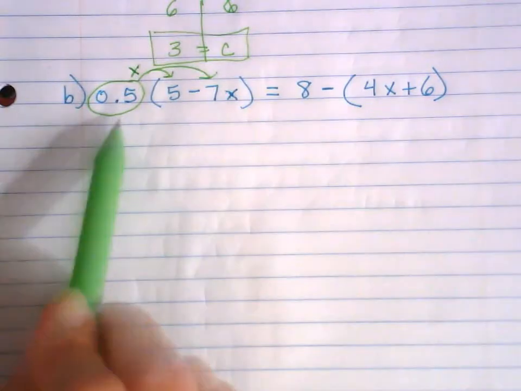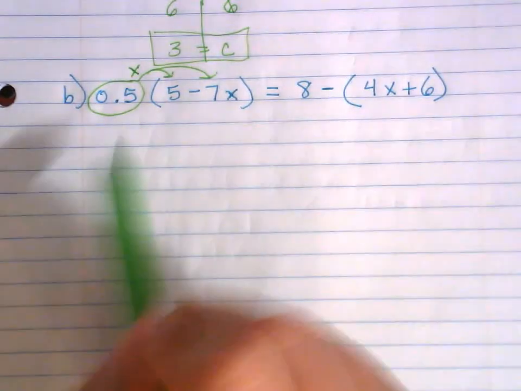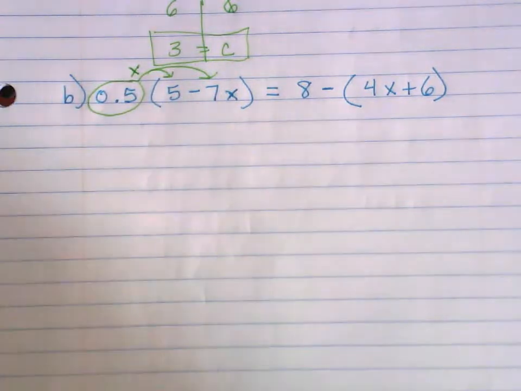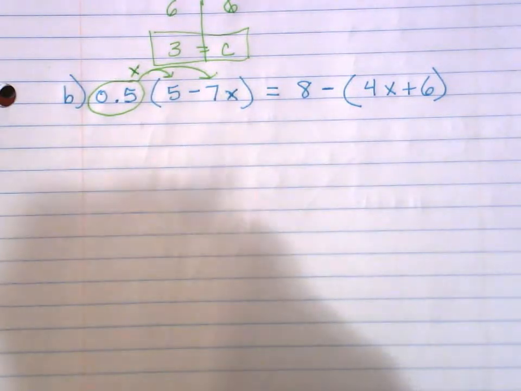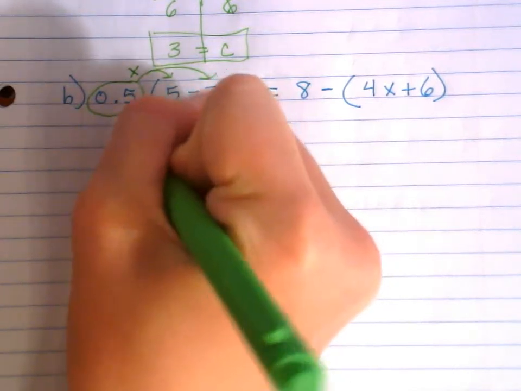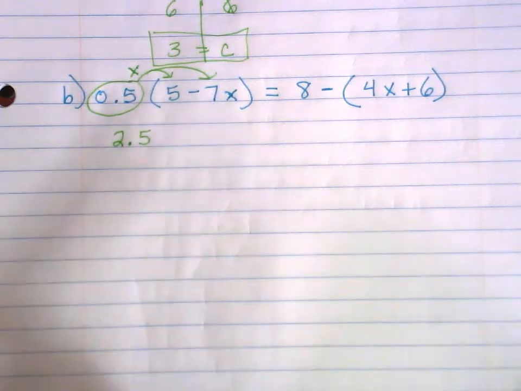And just so you know, 0.5 is the same as 1/2. Okay, because 1 divided by 2 is 0.5. So you can use a calculator, but what's 0.5 times 5? What's half of 5? 2.5. And now a positive 0.5 times a negative 7.